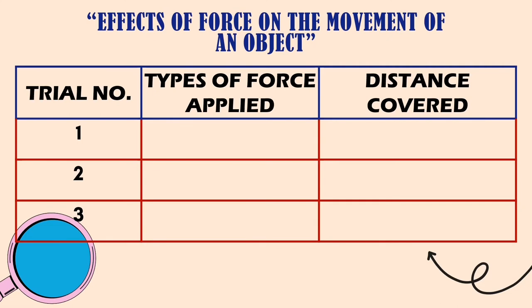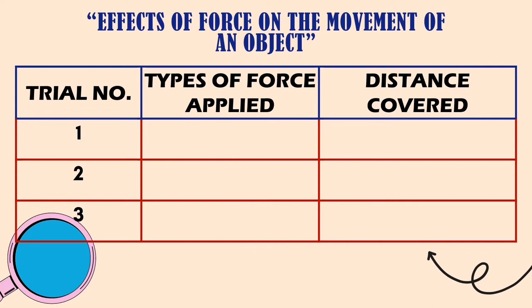Copy this table in your science notebook. We have three columns: the first column, trial number; the second column, types of force applied; and the third column, distance covered. So what are you going to do? Find a flat surface at home. It can be on the floor or on the top of the table. Make a starting point on the flat surface and mark it.